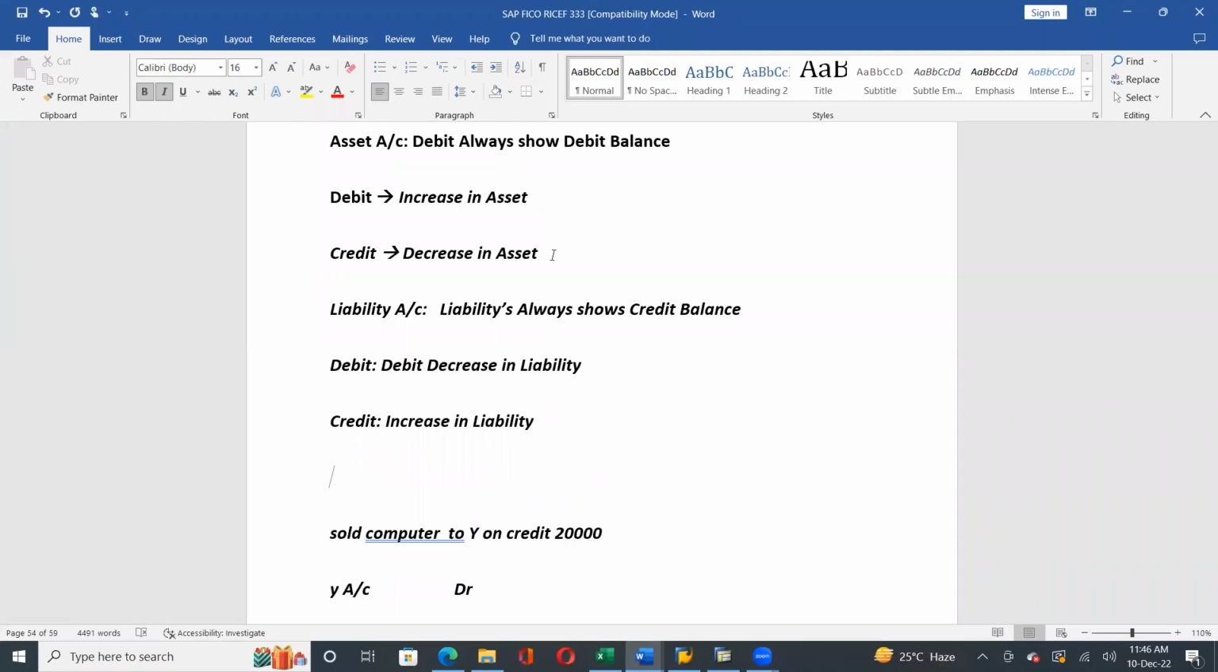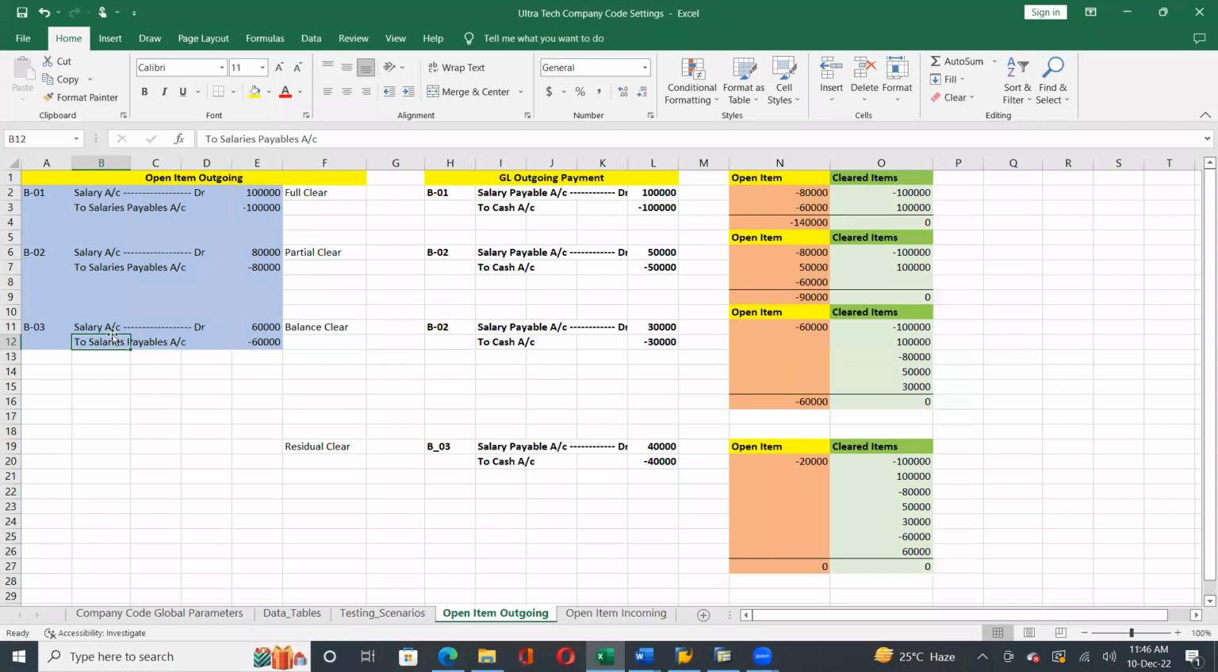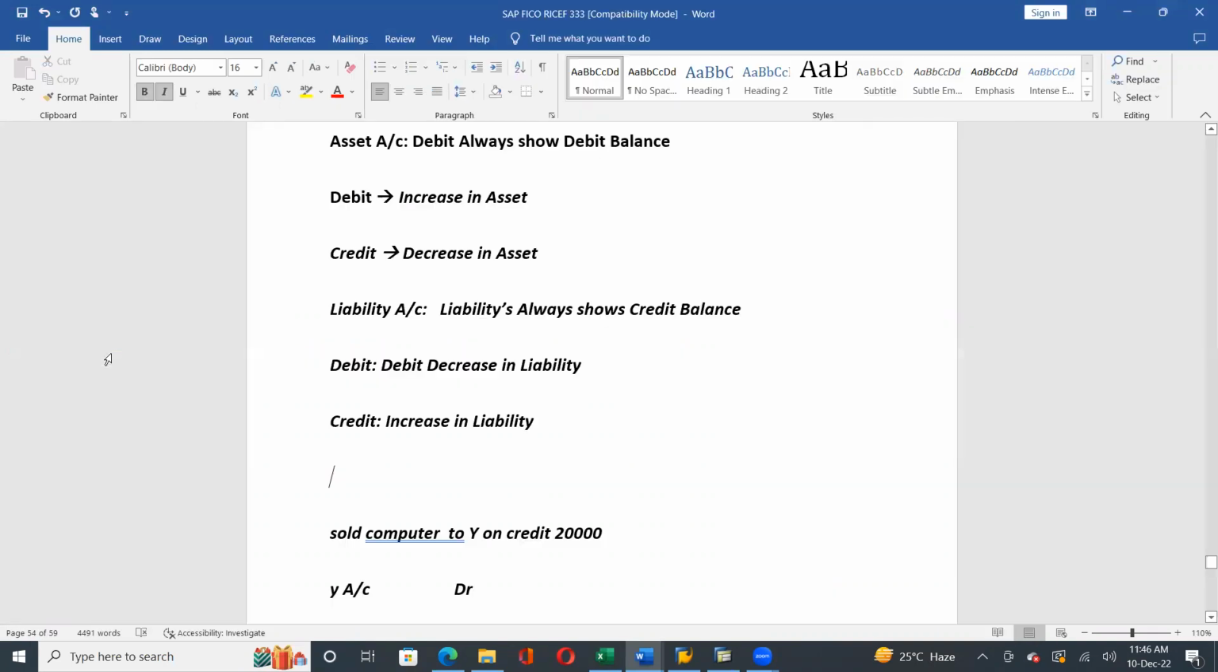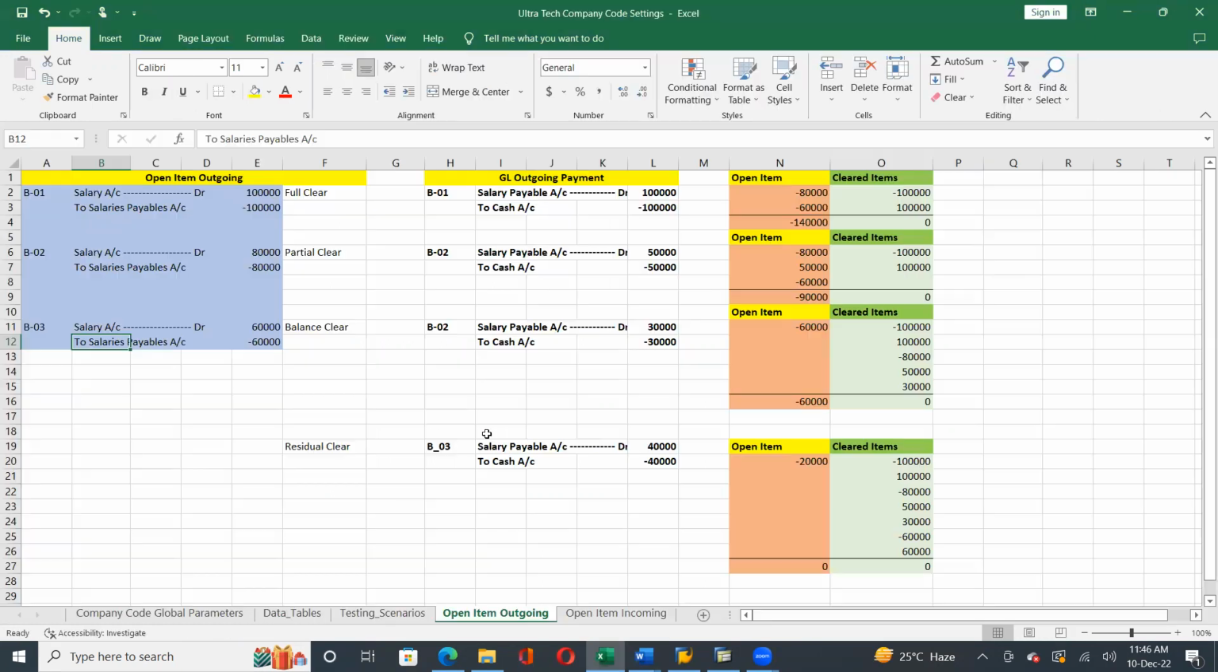Yes. So see here, when we are not paying salaries, will our liability increase or decrease? Increase. As per the liability account rule, debit decrease in liability, but we are not actually paying. So we are postponing the payment, so our liability is increasing. So credit increase in liability. That's the reason we are crediting here. Clear, everyone?